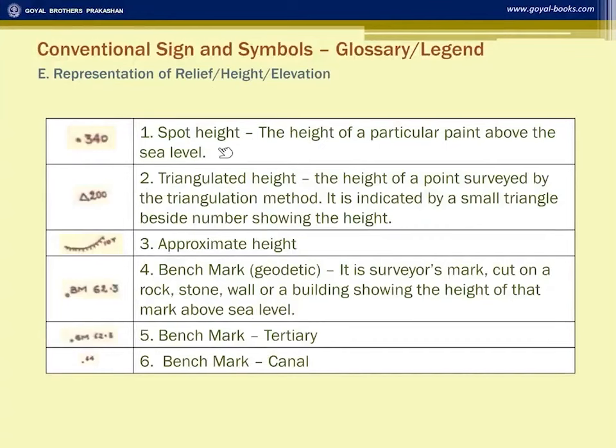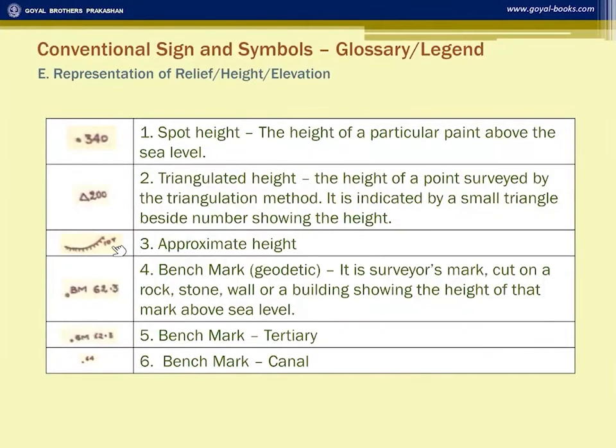Now, some relief features you can see are shown with particular symbols. A dot with 340 means this is the spot height, which means that this particular point on the survey sheet is 340 meters above sea level. There is triangulated height. It means that the survey was done by triangulation method, and the triangle is shown to show the method, and it is 200 meters above sea level.